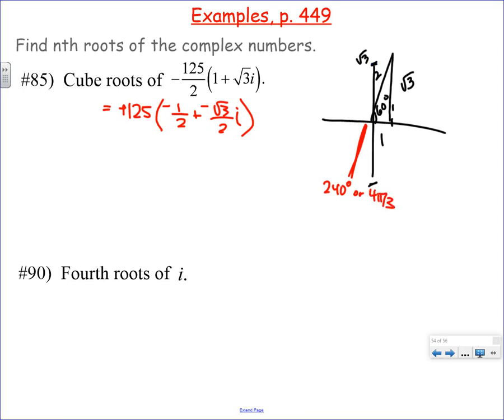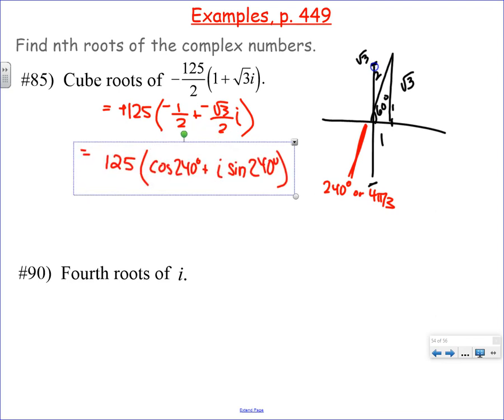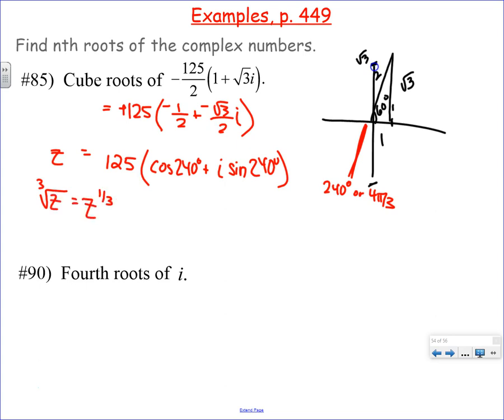Anyway, you can use the formulas. I'm just trying to get you guys to where you're a little bit faster. r is our 125. We have cosine of 240 plus i sine of 240. I'm doing degrees because that's what our book has been doing in this section. But what am I supposed to be doing to this guy? Cube rooting him. So I'm supposed to do the cube root of this guy, which would be this guy to the 1/3 power.